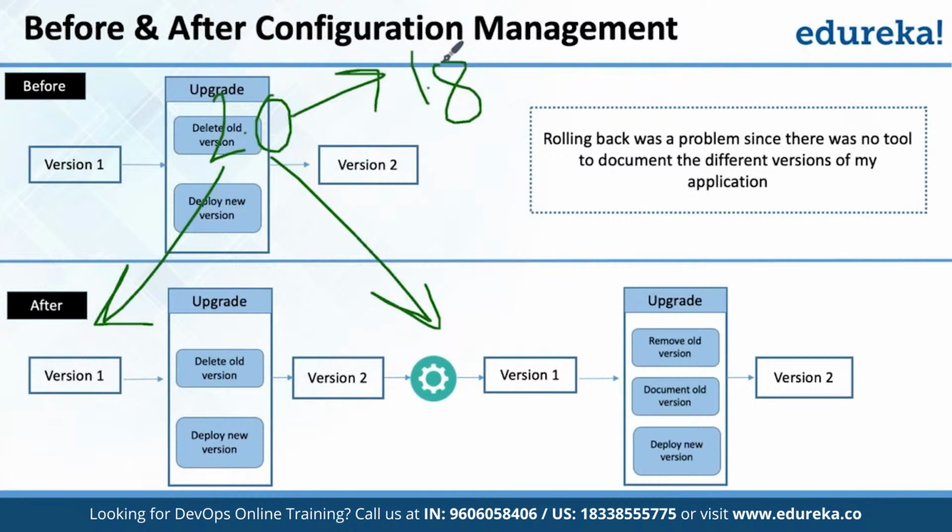Very, very difficult. You have to first write a script, uninstall Java 2.0, then again deploy 1.8. So it's a tedious task, and it may need a restart and all those things. But with a configuration management tool, with one line of code, we can simply do a rollback. So that is another good thing we have with the configuration management tool: rollouts and rollbacks.